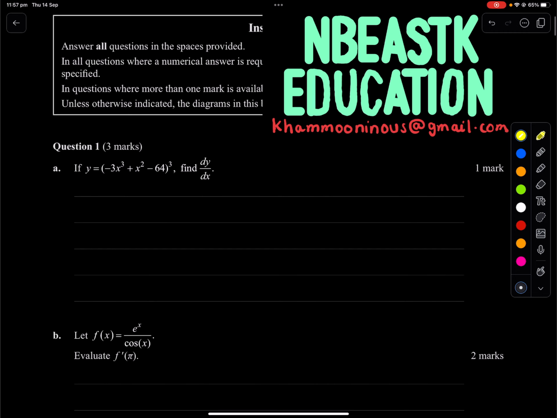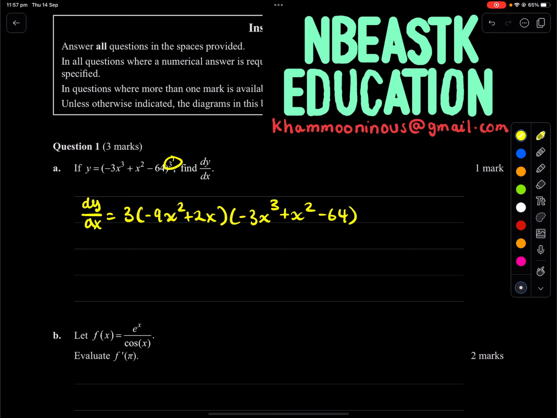Okay, question 1. If y is this, find dy/dx. Okay, very nice. So 1 mark. So dy/dx is, if we bring that 3 in front and find the derivative of the inside, which is what? So negative 9x squared plus 2x, and then write the whole expression again. And just make sure you minus one off those powers.